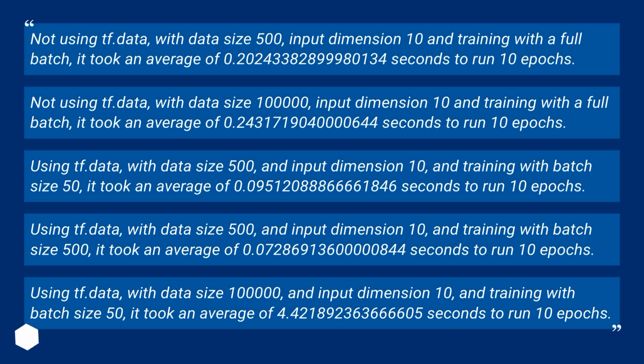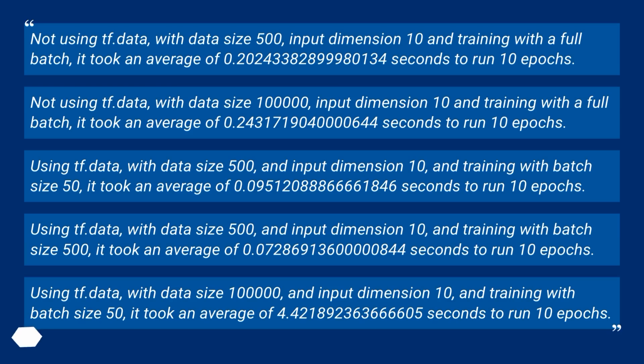This outputs for me. Not using tf.data, with data size 500, input dimension 10 and training with a full batch, it took an average of 0.2024338289998013 seconds to run 10 epochs. Not using tf.data, with data size 100,000, input dimension 10 and training with a full batch, it took an average of 0.24317190400000644 seconds to run 10 epochs.